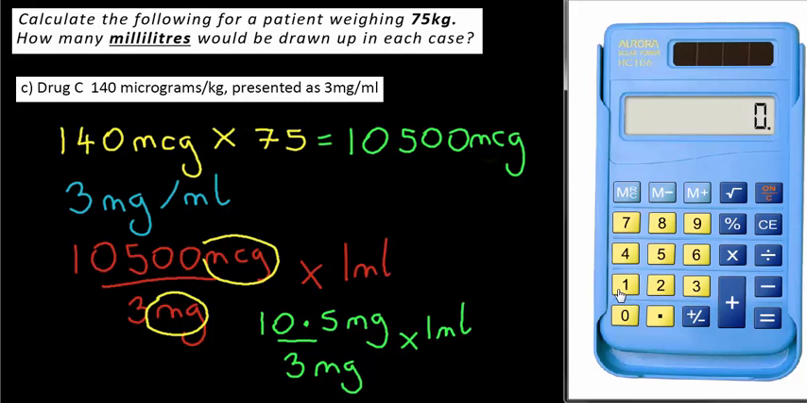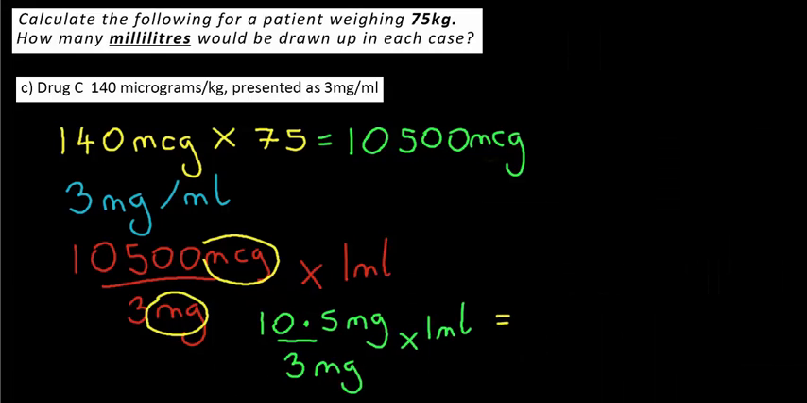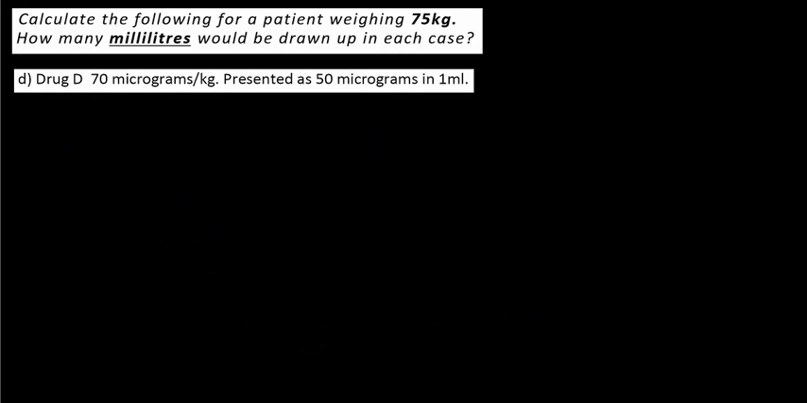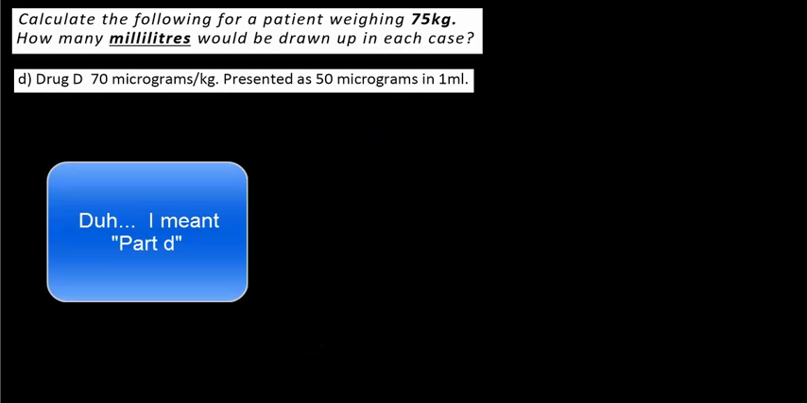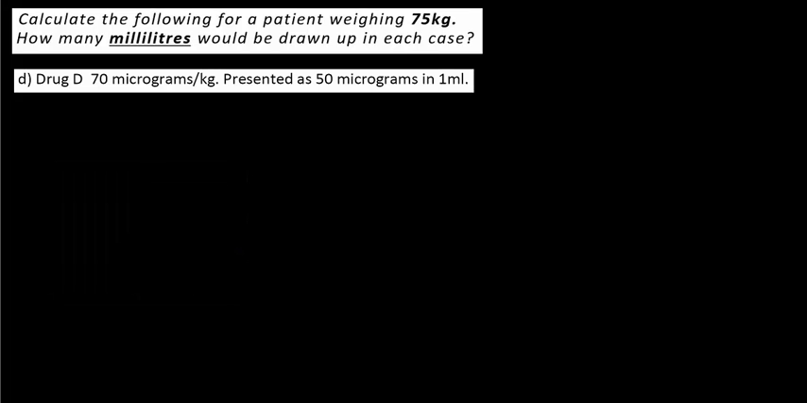So one more use of the calculator, clear the decks. 10.5 divide by 3 times 1 equals 3.5 milliliters. My final answer is 3.5 milliliters. Okay, on to the final question. Part D. The drug we're required to give is 70 micrograms per kilogram. So my first step, as in each case, is to multiply 70 micrograms times by 75.